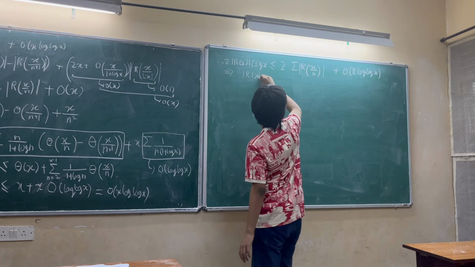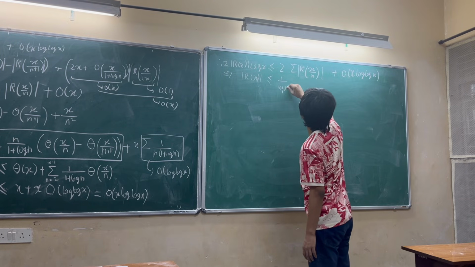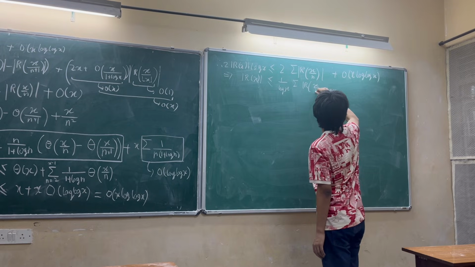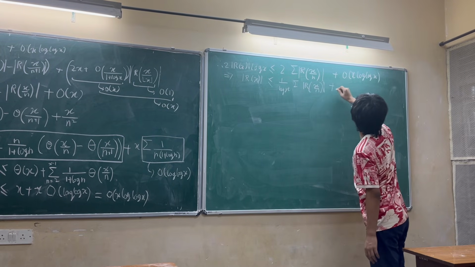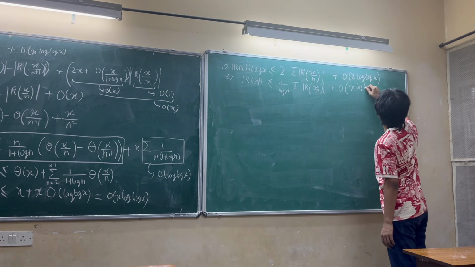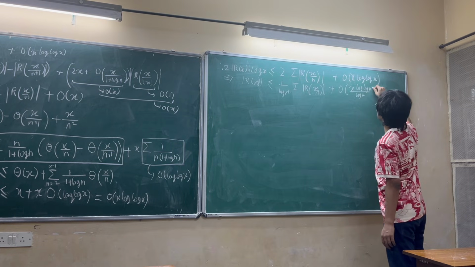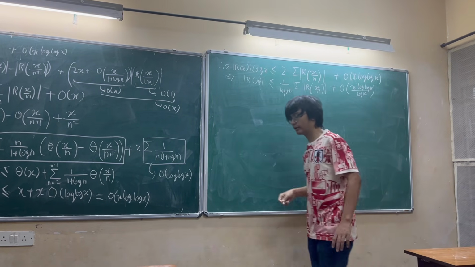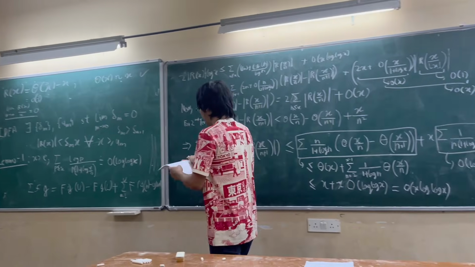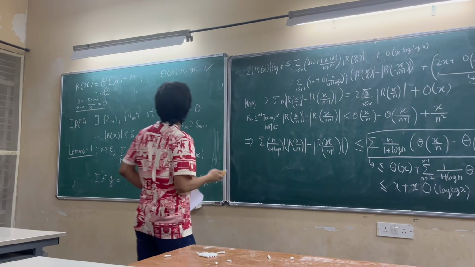mod of r of x is less than or equal to 1 by log of x times the summation of mod of r of x by n plus order of x by log x. And this is our second theorem. So this is our first theorem, and the second result that we need to prove Selberg's eventual theorem.